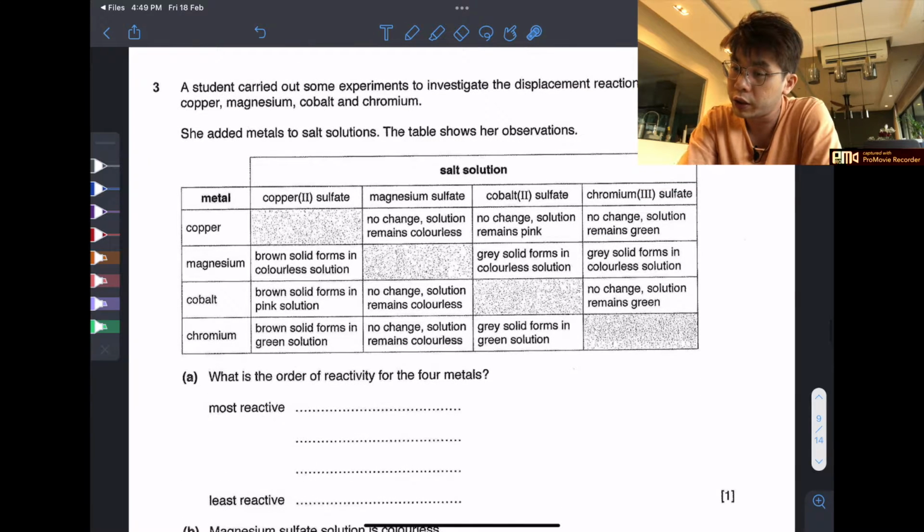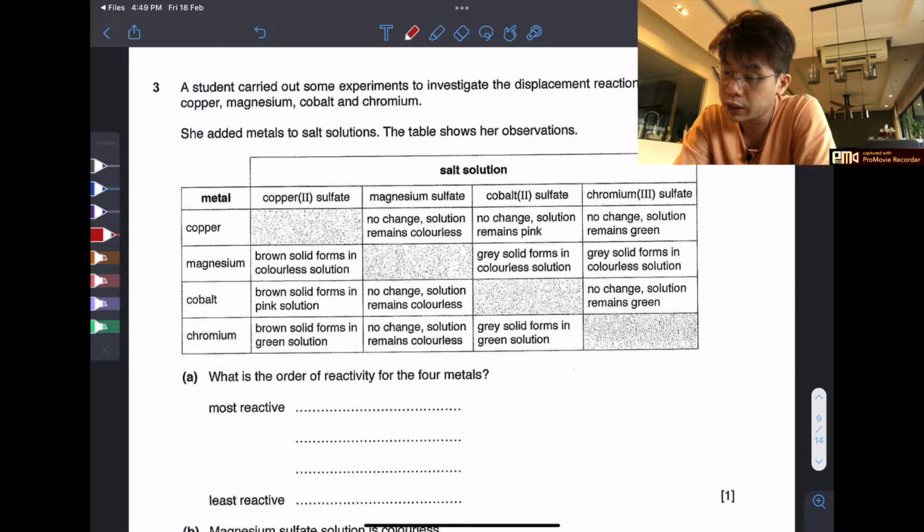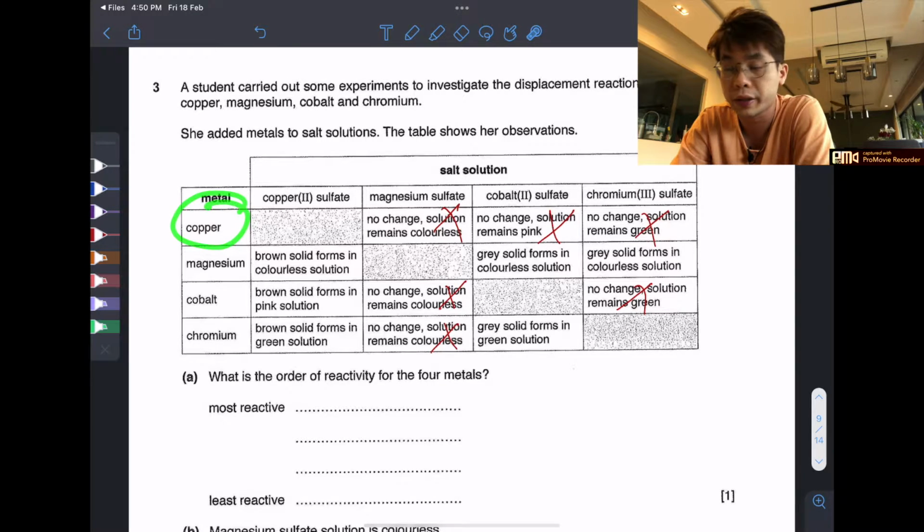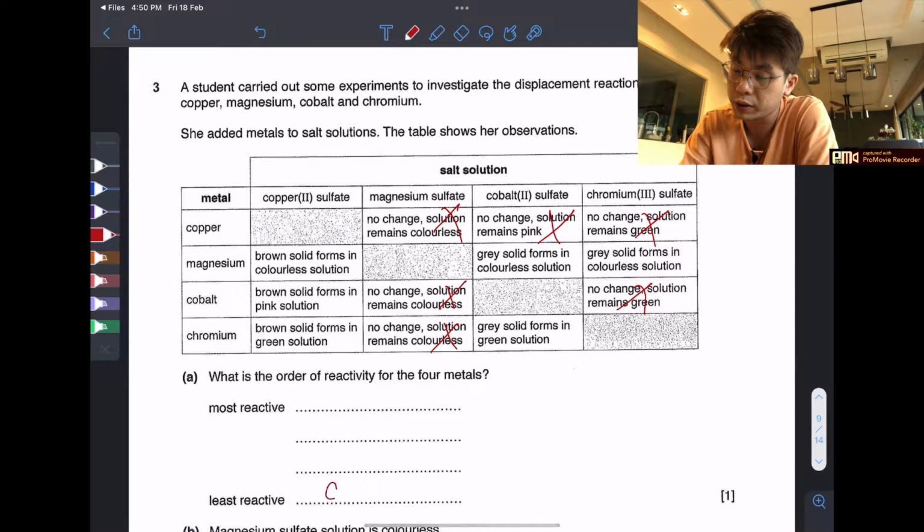Over here, I'm just going to mark briefly because I want to see it. There is no change here, no change here, no change here, no change here, and no change here. I think that's quite expected because copper is generally unreactive and therefore cannot displace magnesium, cannot displace cobalt, cannot displace chromium. So I will safely say that copper is the least reactive.